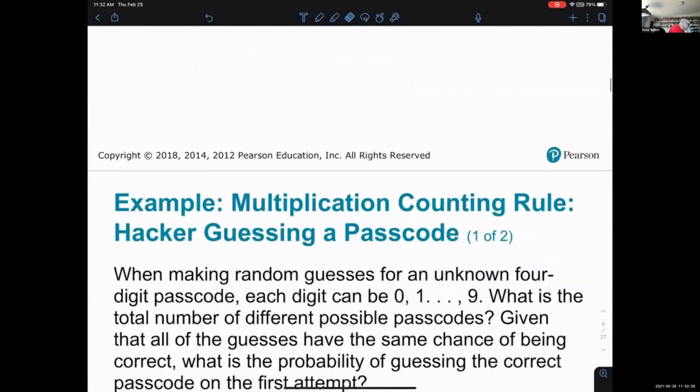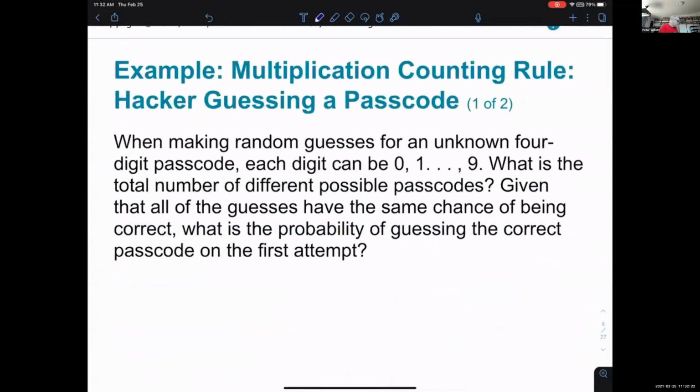on we go. So now they give us an example. When making random guesses for an unknown 4-digit passcode, each digit can be anywhere from 0 to 9. There's 10 possibilities there. What is the total number of different possible passcodes? So there's 4 digits. And so here's a notation that I like to use.